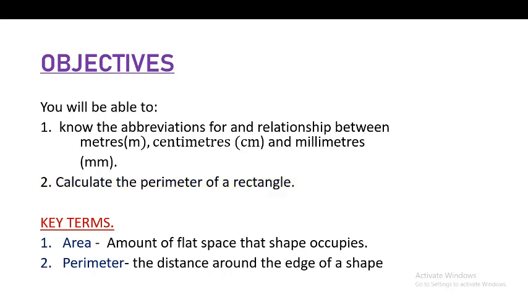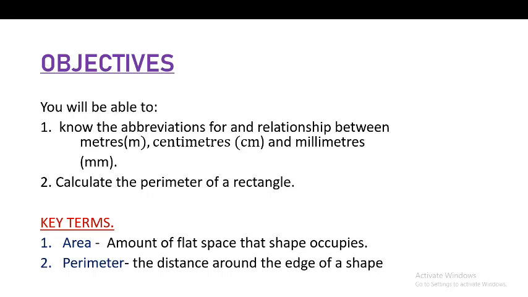Now, here we have two key terms. These are the terms or words that you are going to find in this lesson, so you need to know their meanings. The first one, we have area. What is the area of a shape? It is the amount of flat space that it occupies, or the amount of flat space that a shape occupies.